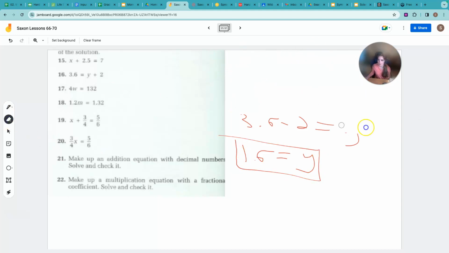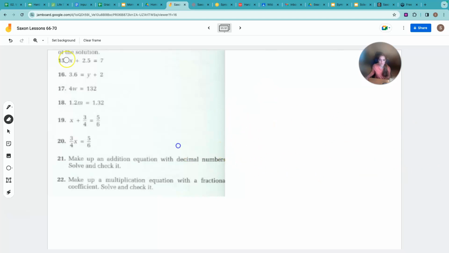Okay, now let's look at one where division becomes necessary. This is number 17. So, 4w equals 132. So, the 4 and the w are stuck together, right? We can't just subtract the 4 from the w because it's with it, right? If it was 4 plus w or w plus 4, w minus 4, we could subtract or add that 4 over onto the other side. But because it's with the letter, we can't do that. What we can do is divide it away from the w.